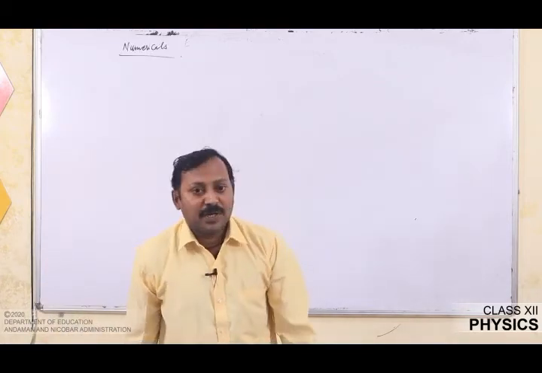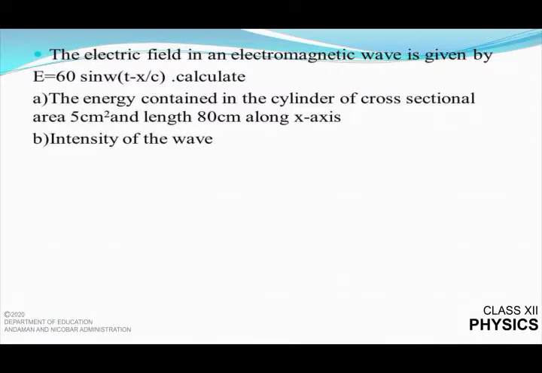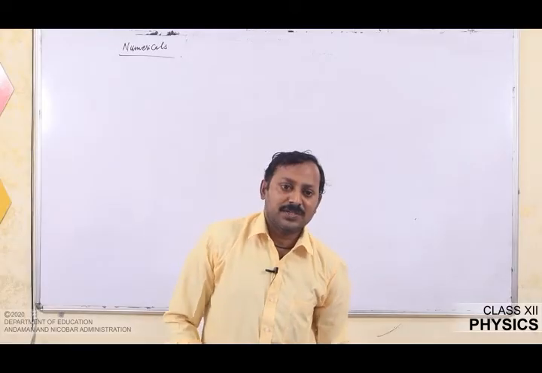We completed the chapter. Now we will do some of the numericals. Here we have the first numerical on your screen. The electric field in an electromagnetic wave is given by E equal to 60 sin omega (t minus x by c). We have to calculate, first, the energy contained in a cylinder of cross-sectional area 5 centimeter square and length 80 centimeter along the x axis. Second, we have to calculate the intensity of the wave. So, let us see this numerical.